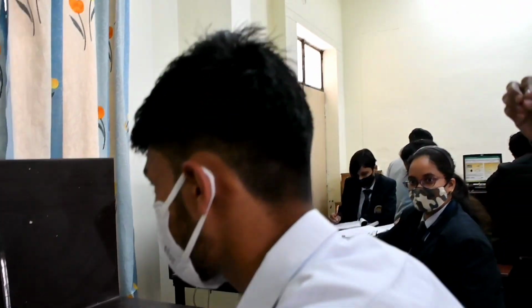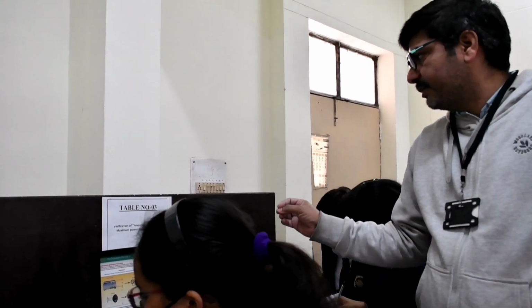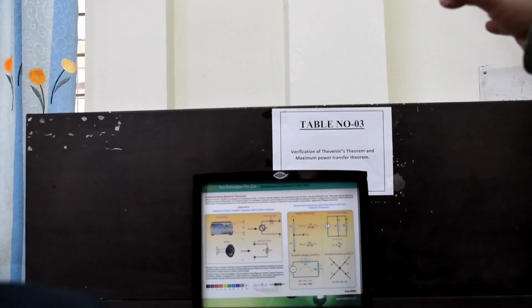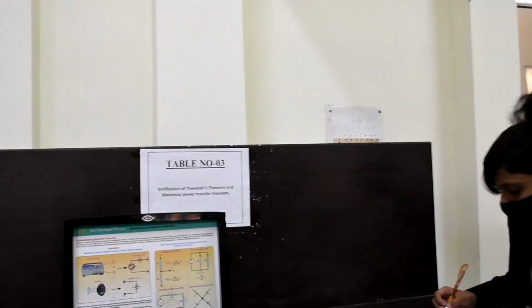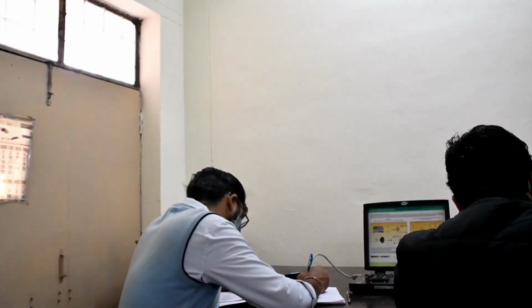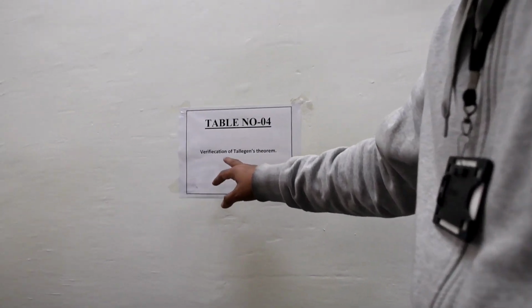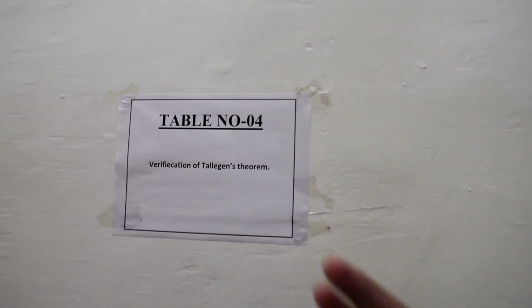Means it is used for multiple input sources, and experiment number third is based on the verification of the Thevenin theorem and maximum power transfer theorem. Experiment number 4 is also based on network theorems. In this experiment we discuss about the verification of the Thevenin theorem.